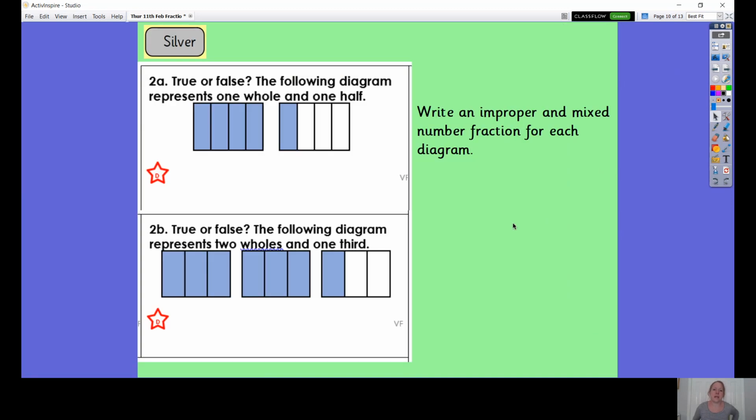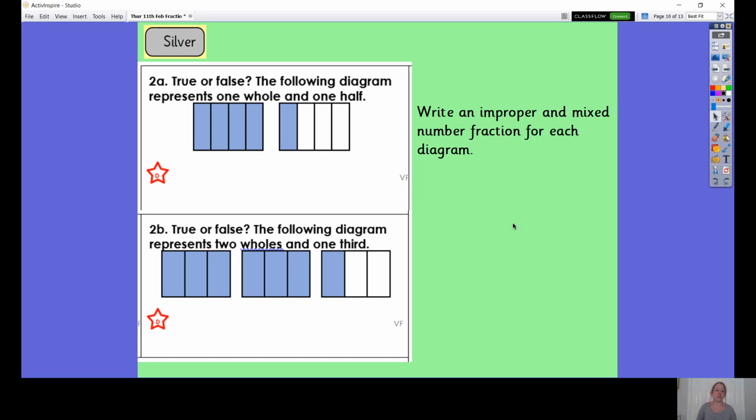Okay, your challenge for today. The first one, silver, you have to work out if it's true or false. The following diagram represents one whole and one half. So you have to decide if that diagram is correct or not. Okay, if it's true or false.